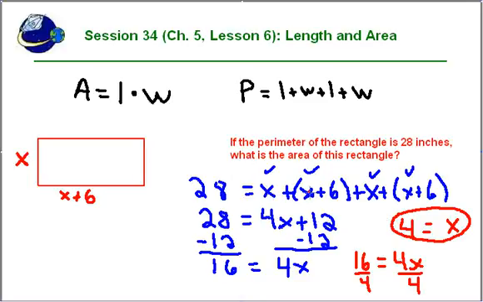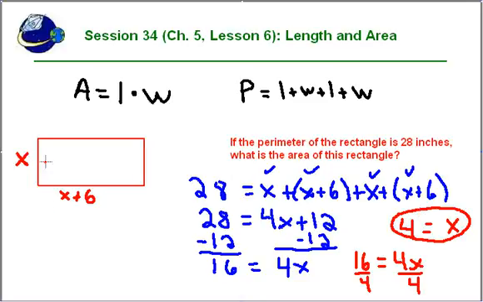We have x plus 6 plus x plus x plus 6. Stick the 4 in. Let me back up. X is 4. So, excuse me, 4 plus 4 is 8. 8 plus 6 is 14. 14 plus 4 is 18. 18 plus 4 is 22. And 22 plus 6 is 28. Now, I was confusing myself there a little bit, but we did double check and find out that x equals 4 is the correct value for x.